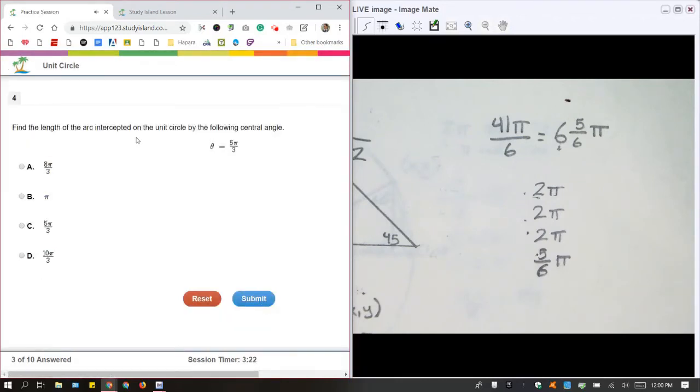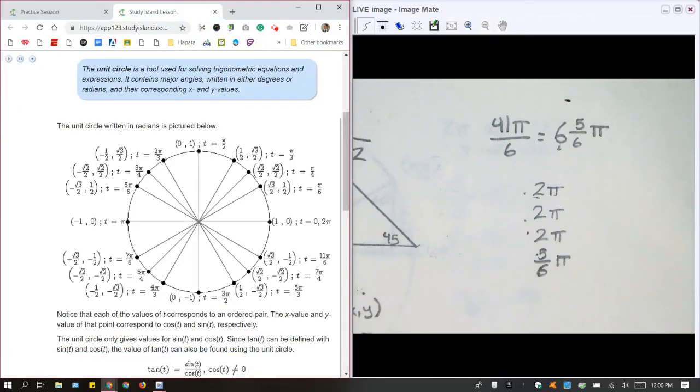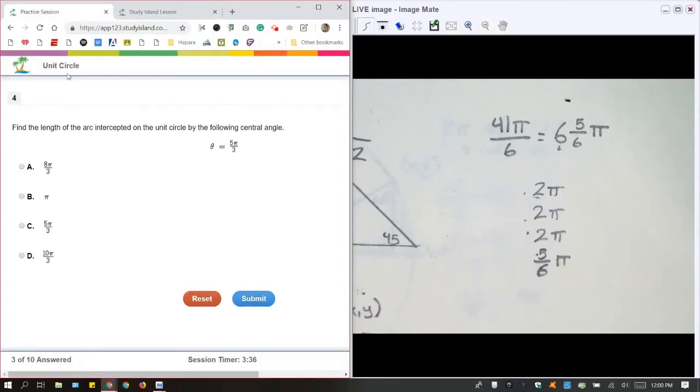Find the length of the arc intercepted on the unit circle by the following central angle. We have 5 pi over 3. So if you've got 5 pi over 3 somewhere, you'll be able to find it. And there it is, 5 pi over 3. It's just 5 pi over 3. There's not a lot extra to do there.